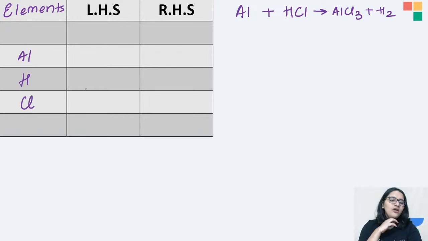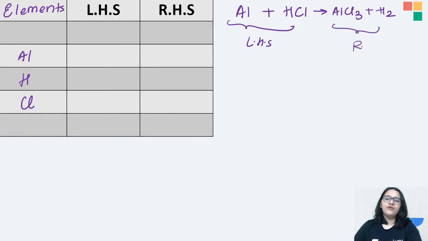How many aluminium do we have on the left hand side, and how many aluminium do we have on the right hand side? Come on. We have 1 aluminium on the left hand side. We have 1 aluminium on the right hand side also. So it is 1 all.